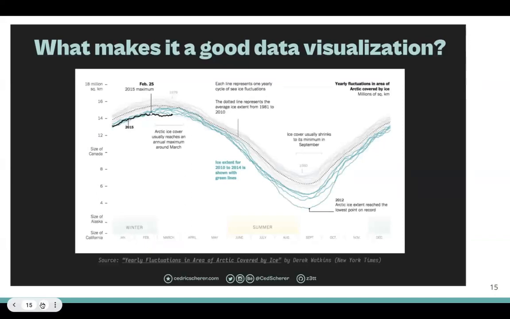And I'll give you a couple of seconds to think about it, and you can pause this video. What do you think makes this a good visualization? Pause the video, think about it. And now that you have had a chance to think about what makes this a good data visualization, let's get into some of those points.